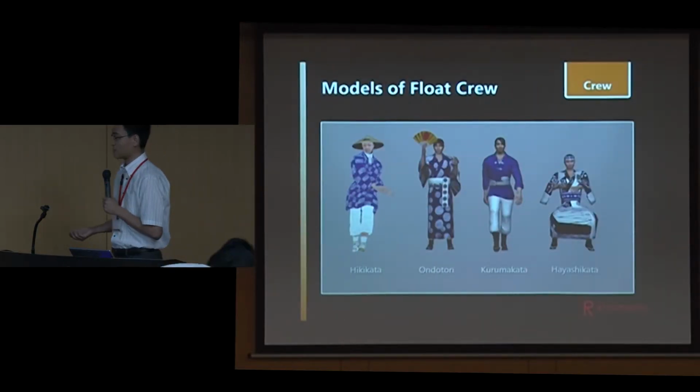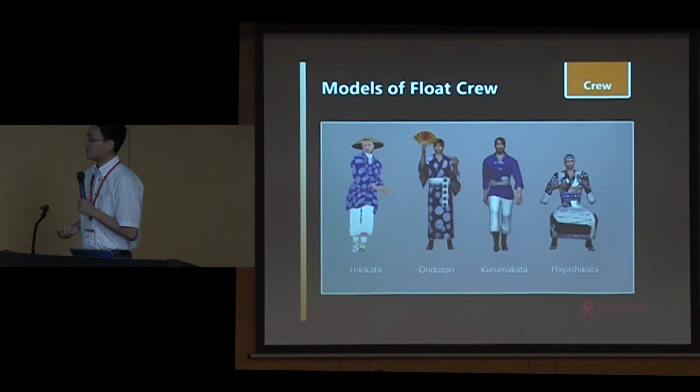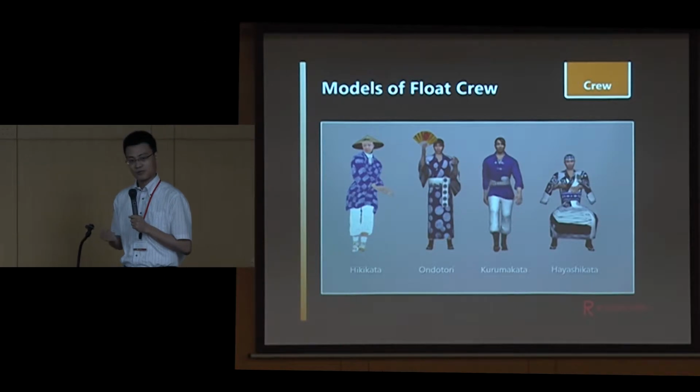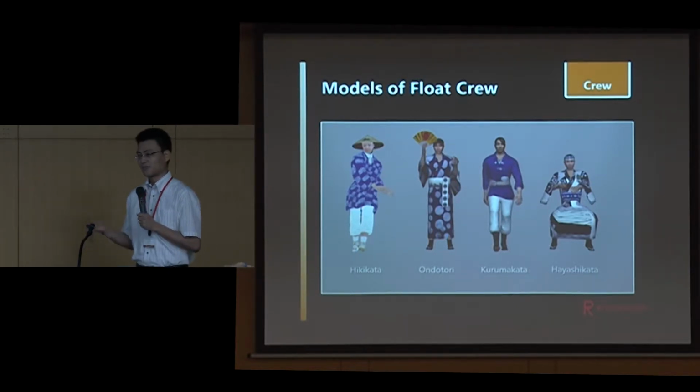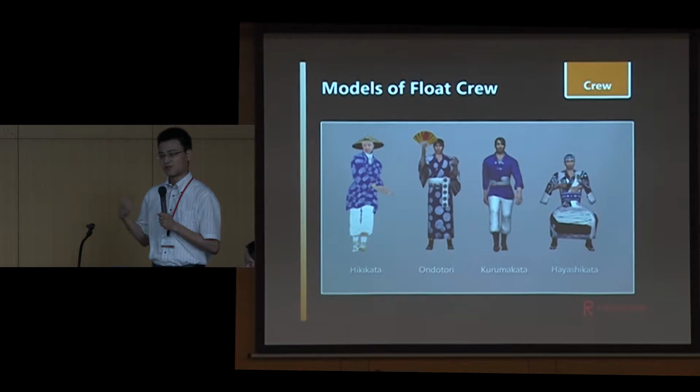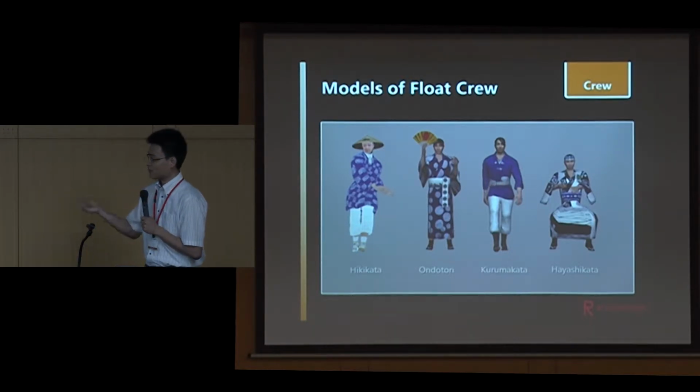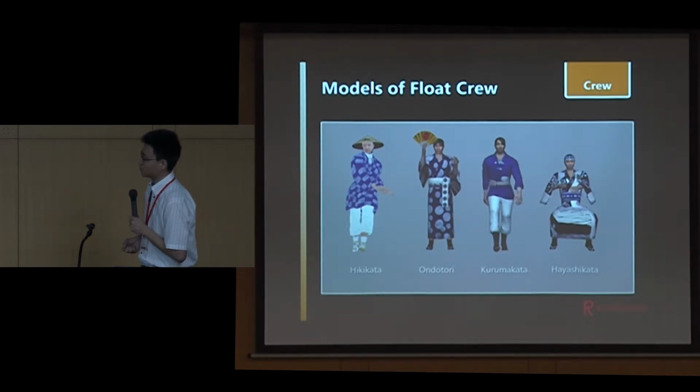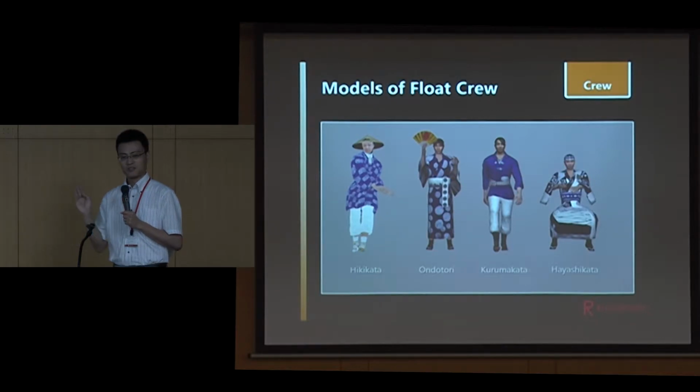And for each float, there are different kinds of crews. For example, Hikikata. Hikikata is the first one on the left. He will pull the float forward because floats don't have motors. They cannot run by themselves. So we need a lot of people to pull the float forward using ropes. And the second one is called the Ondotori, the directors. They will direct the Hikikata, the pullers, to move or stop or turn.